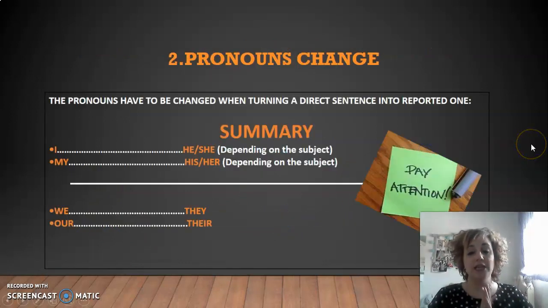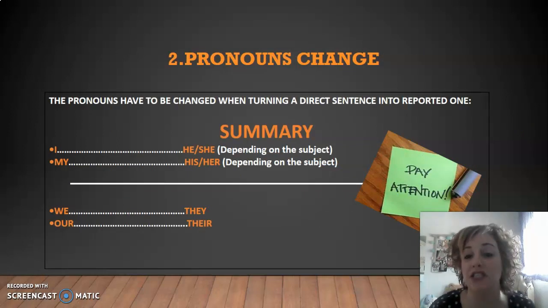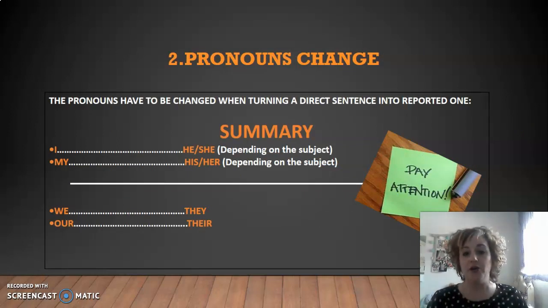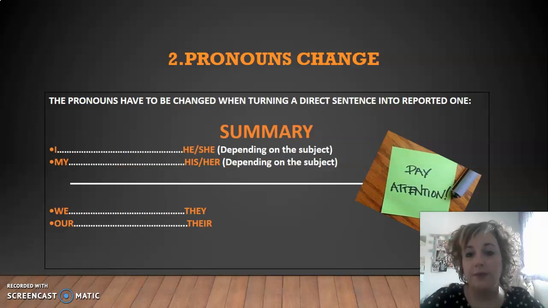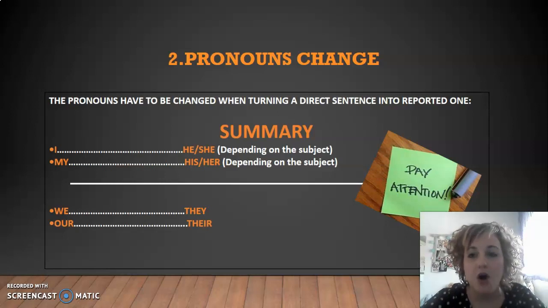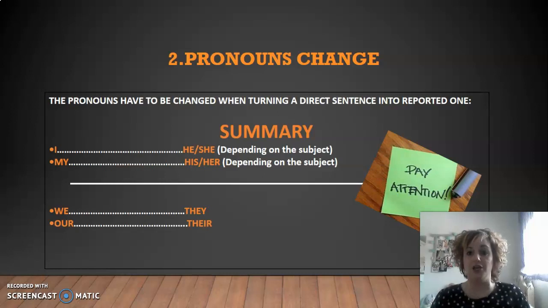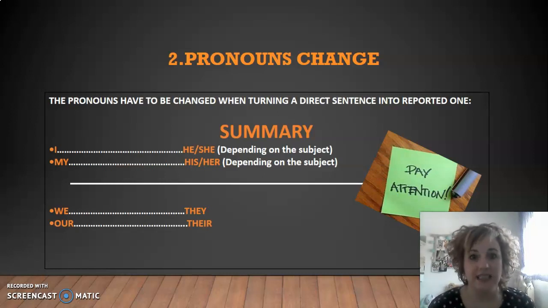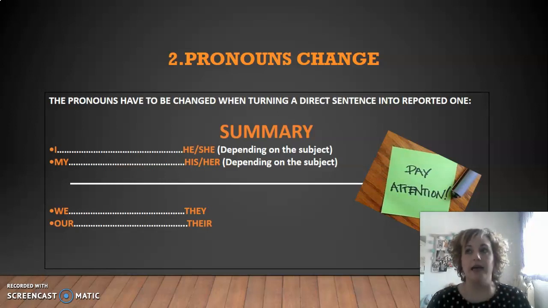Now, I told you that the second thing that we have to take into account is the pronouns change. Okay, yes, because, for example, if we are using a sentence with my bedroom or my car or whatever, later, if someone else uses my sentence, they can't say my car because it's her car. I'm a girl. If I were a boy, someone else would have to say his car.